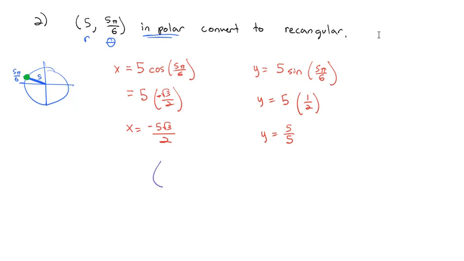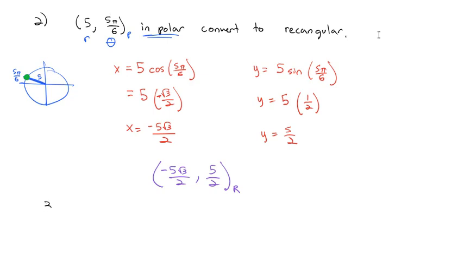So my final answer, (5, 5 pi over 6) in polar, is exactly in the same place as (negative 5 root 3 over 2, comma, oops, I should say 5 halves, comma 5 halves) in rectangular. And I might even put a little r on this so I know it's rectangular, and I'll put a p on the other one so I know it's polar. Those 2 points are exactly the same point.